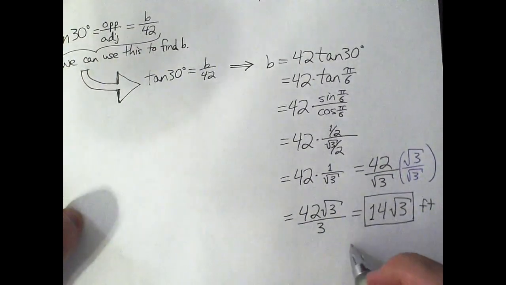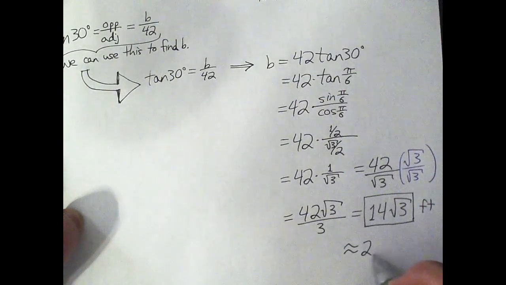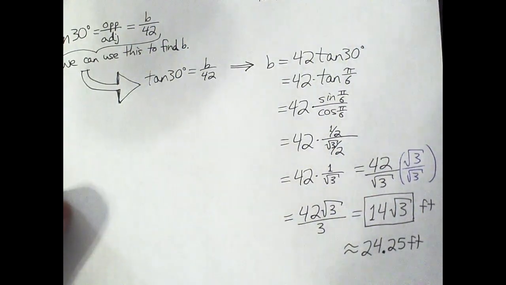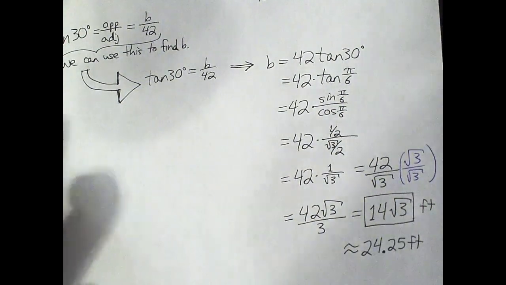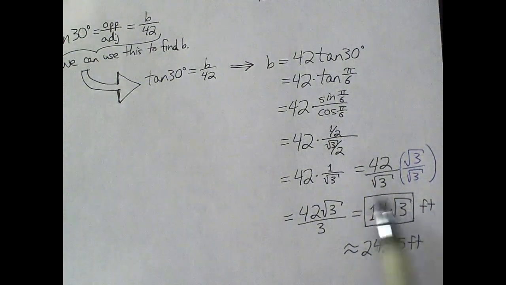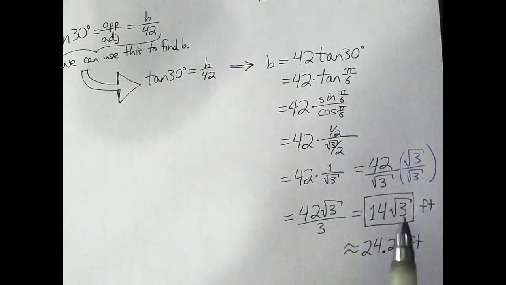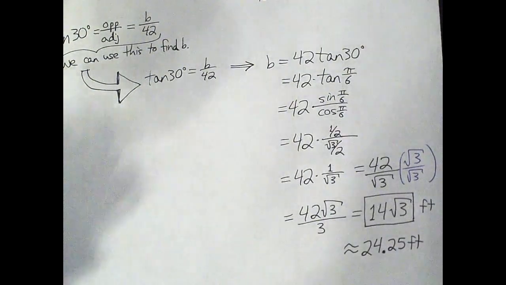I'm going to tell you I worked this out with a calculator just to get like a reality check of how tall is this flagpole. And this works out to be about 24.25 feet. 24.25. But I like the answer that we put a box around, because the answer that I already boxed in is the exact answer. It's not rounded off or anything. It's exactly 14 times the square root of 3.